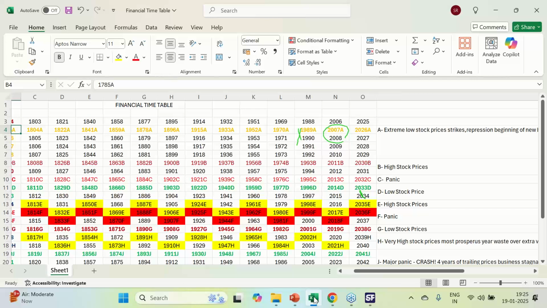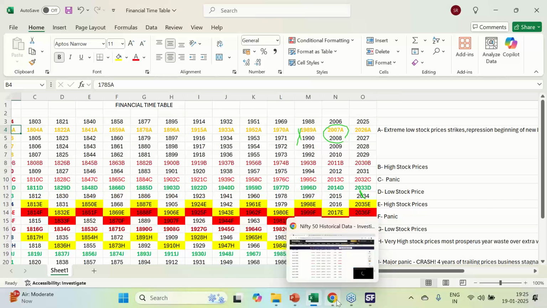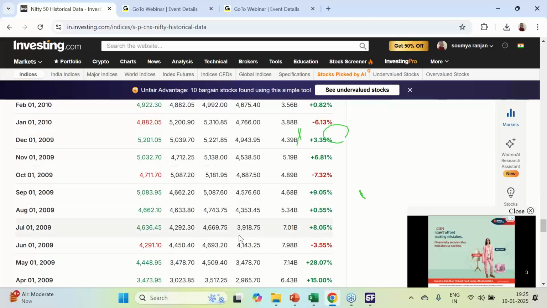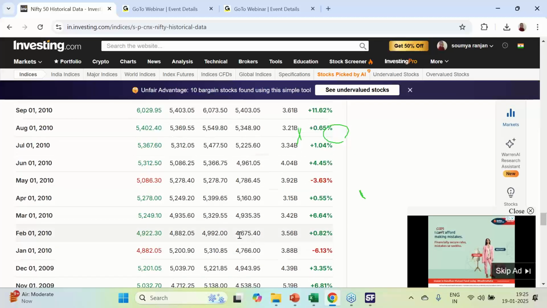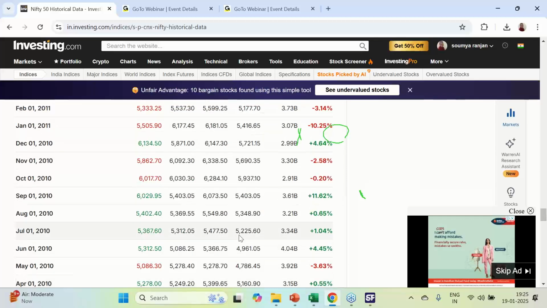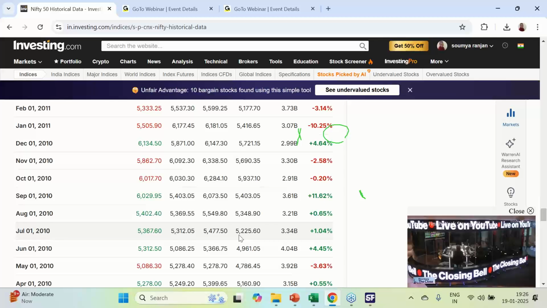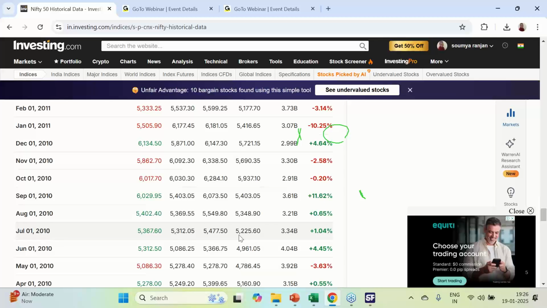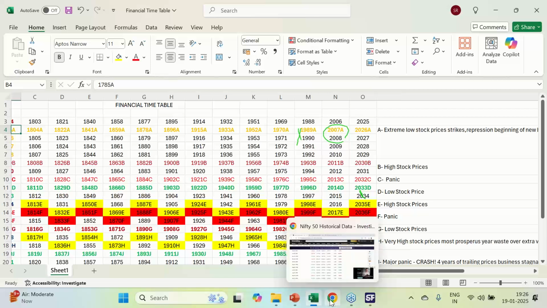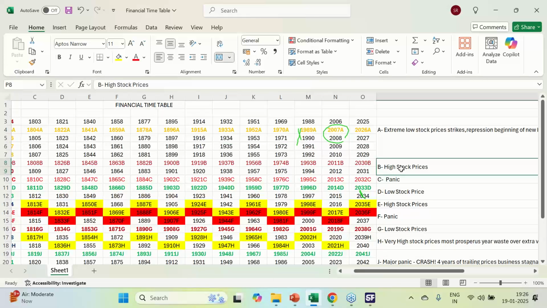Till 2010 you had a good period. After 2008 it is stabilizing, and till 2010 we more or less maintained a similar kind of trend behavior, similar kind of volatility behavior. That is 7, 8, 9, 10, this block. Then 11, quite here. So it is B, high stock price.